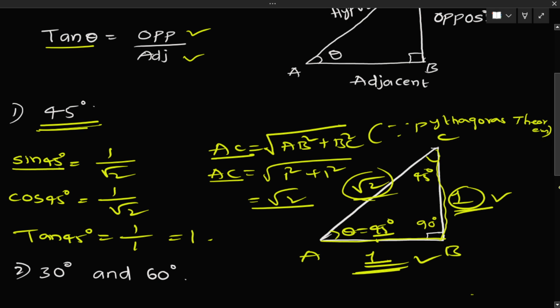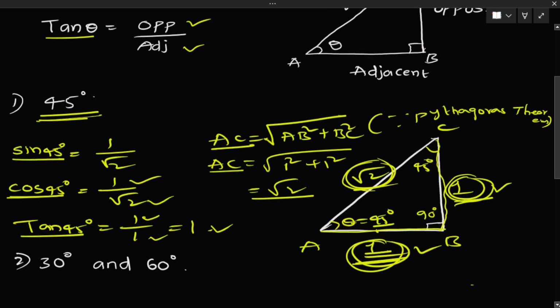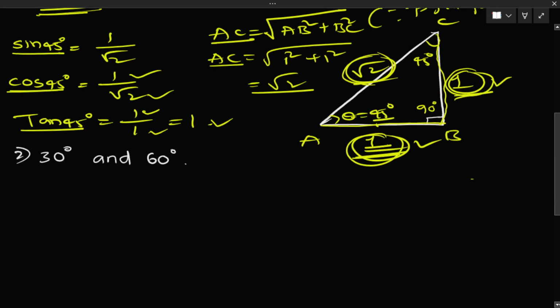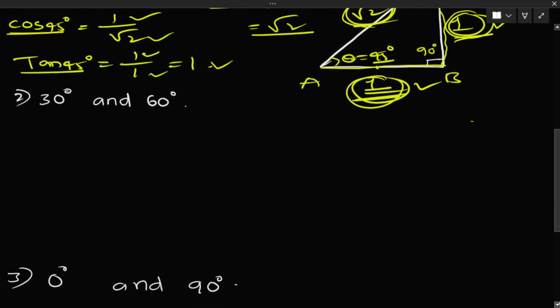And then going to cos 45. Cos 45 is the ratio of adjacent to the hypotenuse. So here cos 45 is equal to 1 by root 2, as it is adjacent to the hypotenuse, and tan 45 gives you opposite to the adjacent, so 1 by 1 which gives you 1. So sin 45 is equal to 1 by root 2, cos 45 is equal to 1 by root 2, tan 45 is equal to 1.